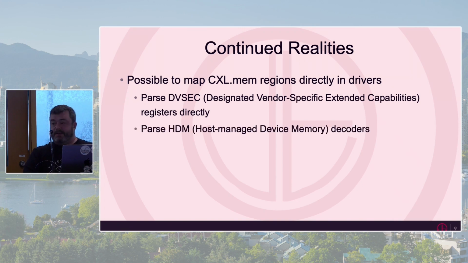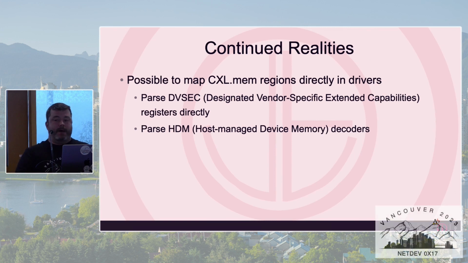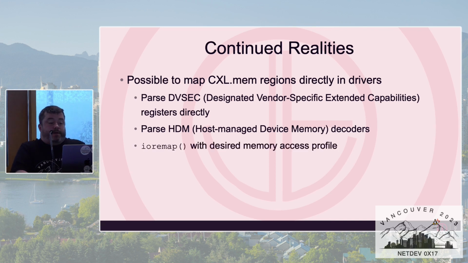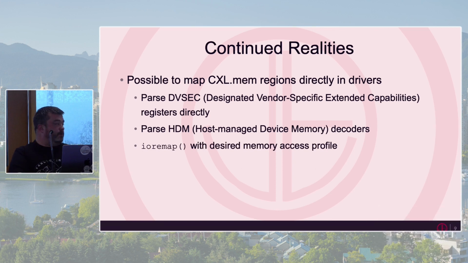Depending on how your device is configured, there's also these things called HDM, or Host Managed Device Memory decoders. This says, where is your .mem memory? And that will be written to by the BIOS to say, this is where I mapped. So it's basically, again, almost the same thing like a BAR. And then you can ioremap it, like Srijit was saying, now you have different ways that you can actually handle this memory. You can do write back, you can do write combining, you can do uncached, all sorts of things.